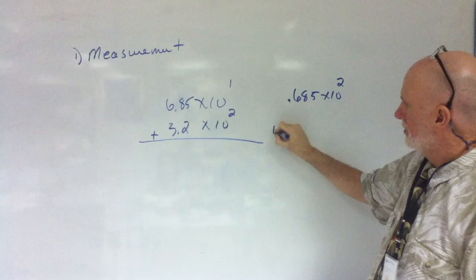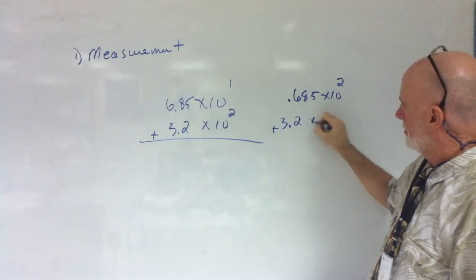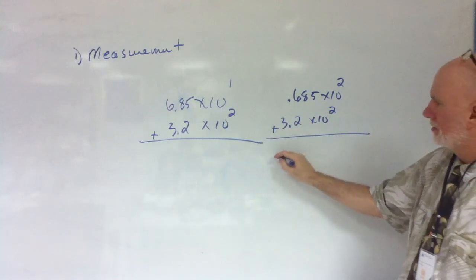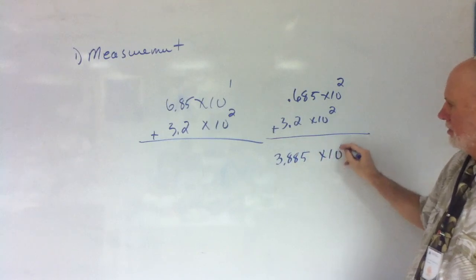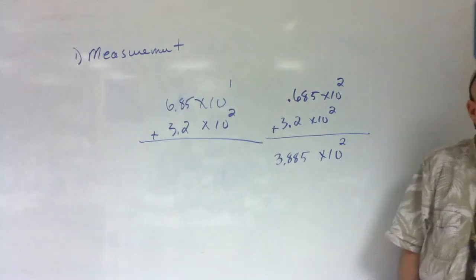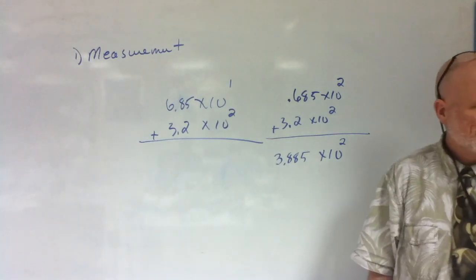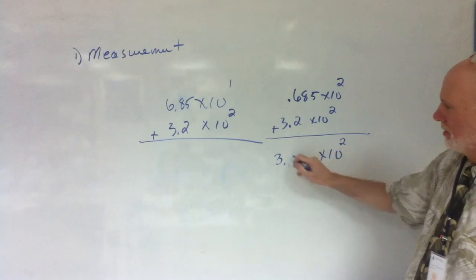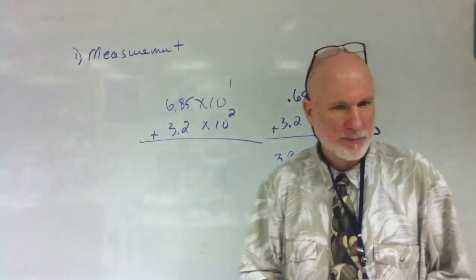Plus 3.2 times 10 to the second, and that would give you 3.885 times 10 to the second. Is that correct? Actually, no. It's not. The least precise. So what's the answer? 3.9 times 10 to the second. Okay. You have to round it to the least precise one.